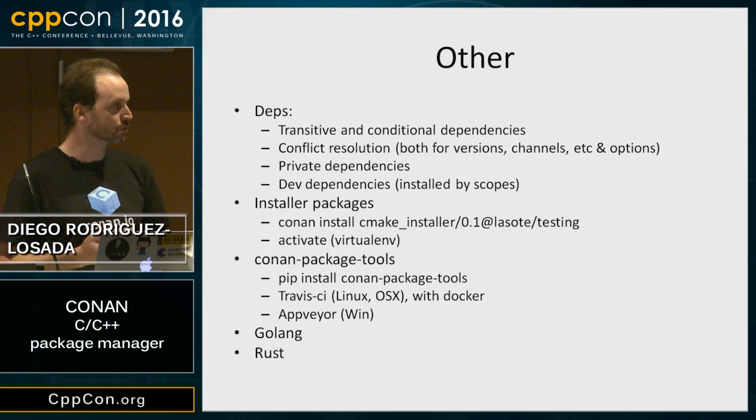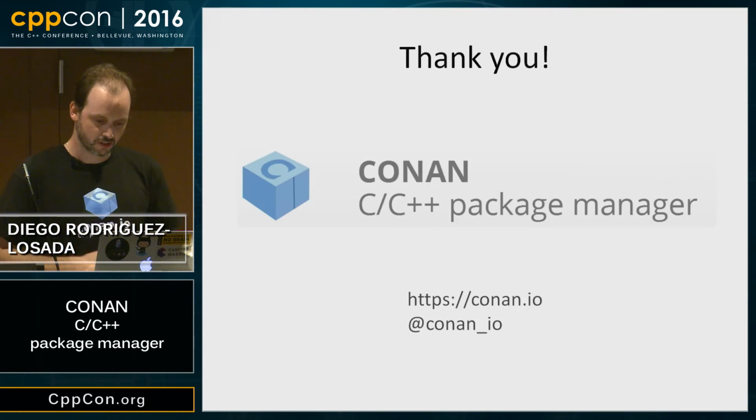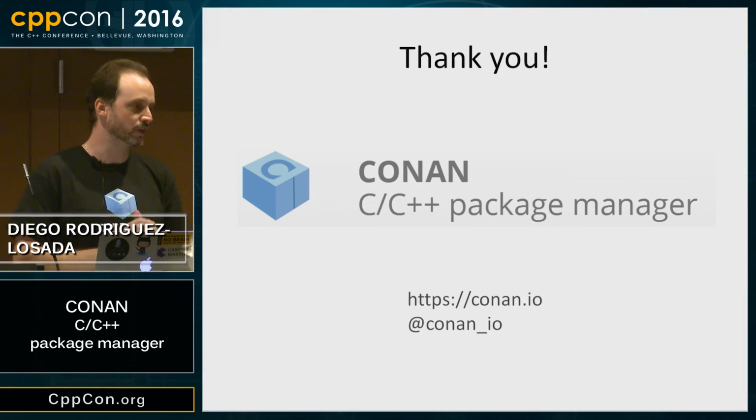There is a full tool for building packages on the cloud. It's called Conan Package Tools, and it integrates very well with Travis and AppVeyor. It can even do things like generate things for Rust and for Golang. It can make packages for Go. So that's everything. We're running out of time, so thanks very much. If there is any question.